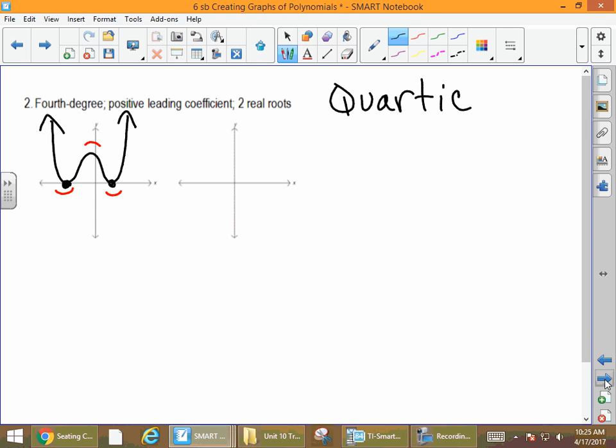Again, is there another graph that you would like to draw? Otherwise, you get my pictures. And they're fine. So another fourth degree polynomial. Notice our end behavior. The graphs are both going towards positive infinity. And we have two real roots.